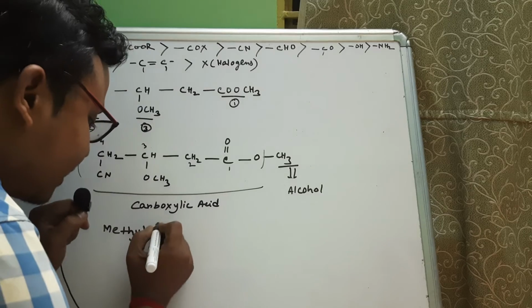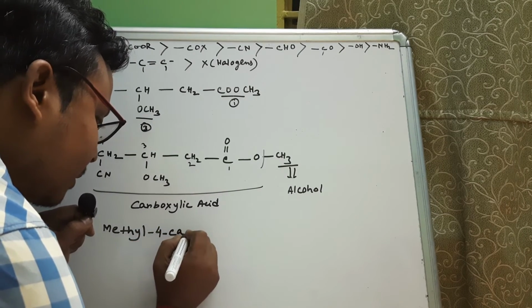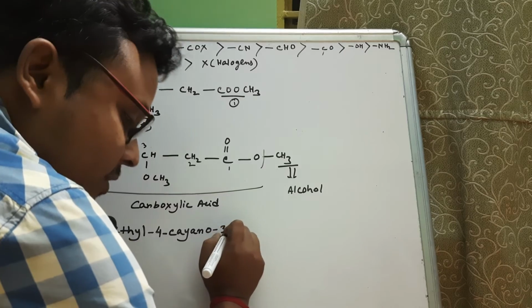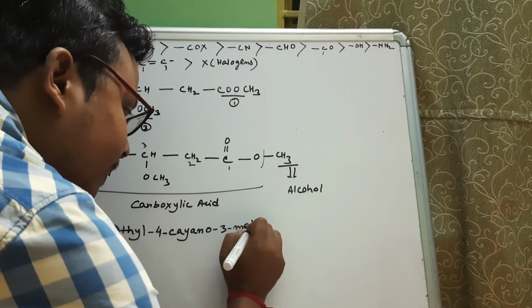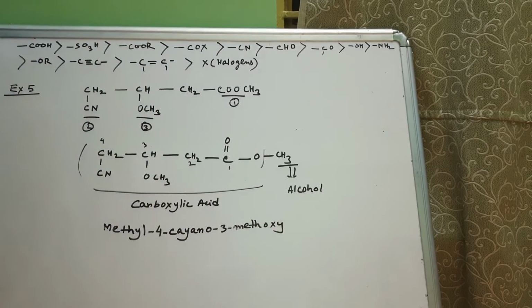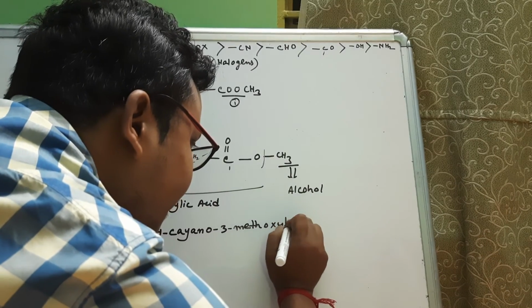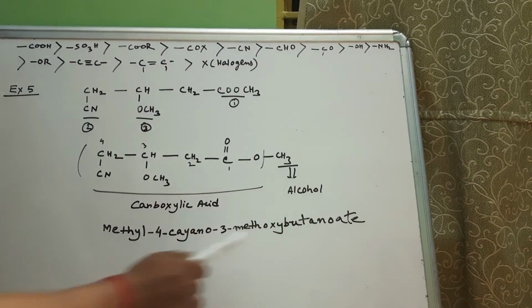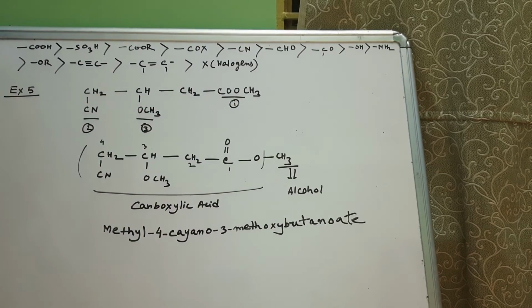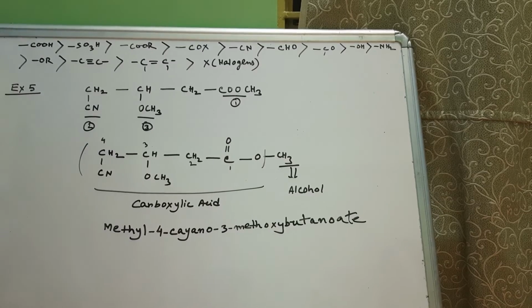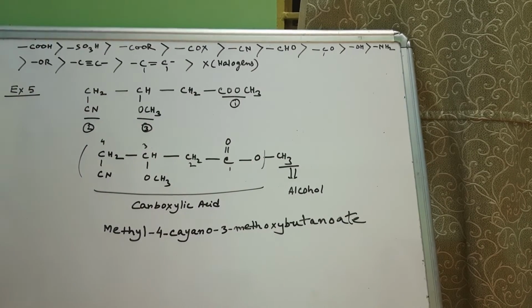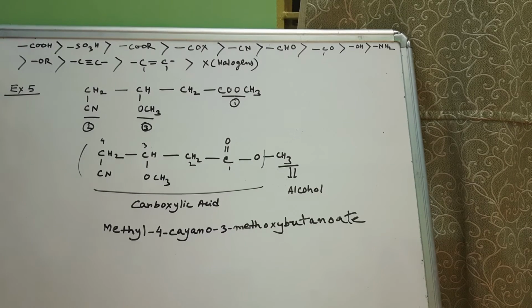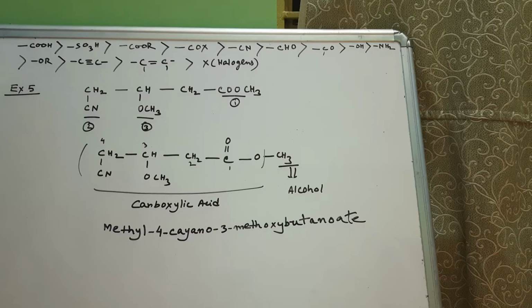So methyl 4-cyano-3-methoxy, total number of carbon atoms is 4, butanoate. So this is alkyl alkanoate, as the ester here behaves as the primary functional group. Okay, so you should remember the order, and you should remember the names of the functional groups when a functional group acts as a secondary functional group.